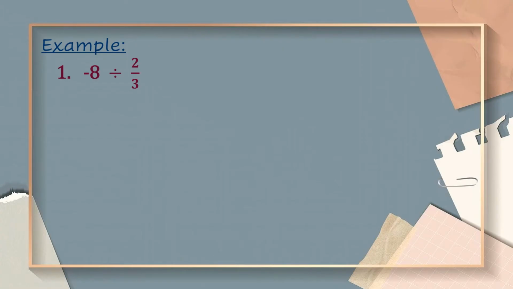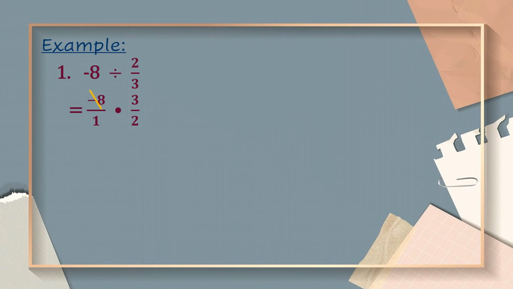Let's have an example. So, example number 1 is negative 8 divided by 2 over 3. As you can see, ang example natin ay whole number. So, para maging fraction si negative 8, lalagyan natin ng over 1. So, that will be negative 8 over 1. And then, from division, ginawa ko ng multiplication. Yung ating divisor na 2 over 3, nireciprocal ko na which is 3 over 2.